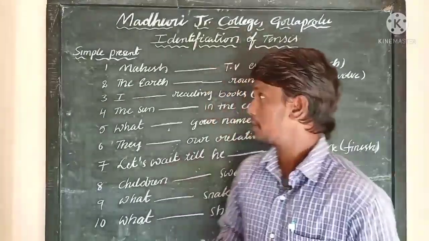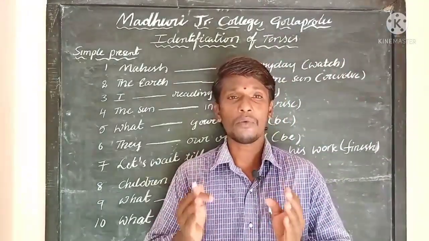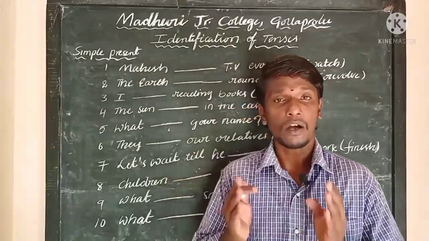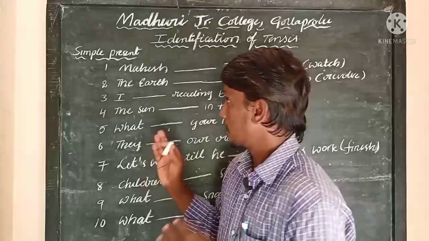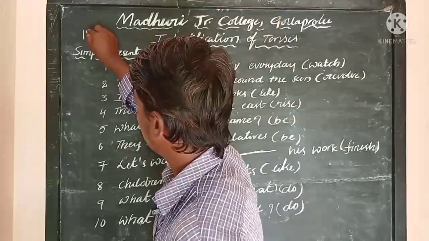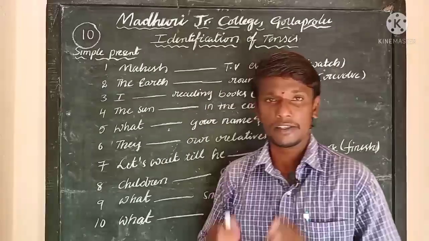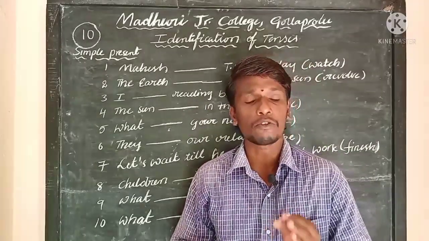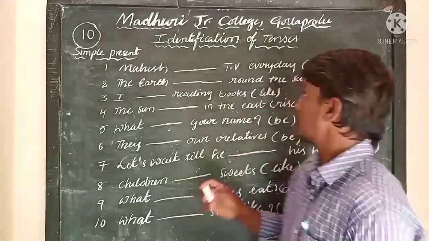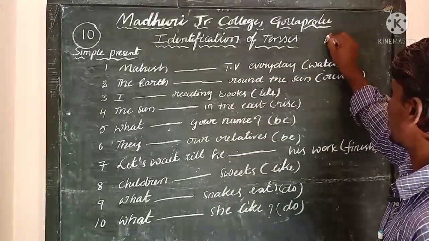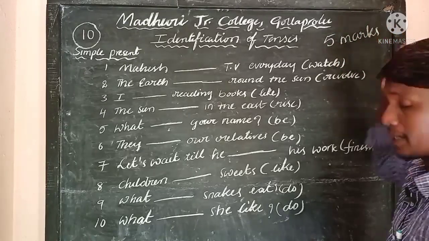Now, from the intermediate examination point of view, how is a tense identified? How does a student identify tense in the examination? This is question number 10. In intermediate public examinations, tenses will be tested under question number 10. From tenses a student can get 5 marks.